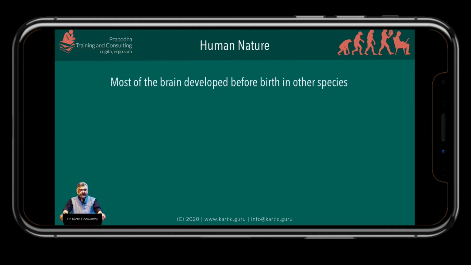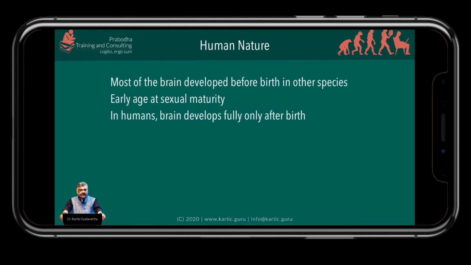You know, in other species, most of the brain is developed before birth itself. That's the reason why in 20 or 21 days, a bird flies. The pace with which the other species reach sexual maturity is very fast. But human beings have a problem. The brain is now developing only after birth. It is totally blank when we are born.